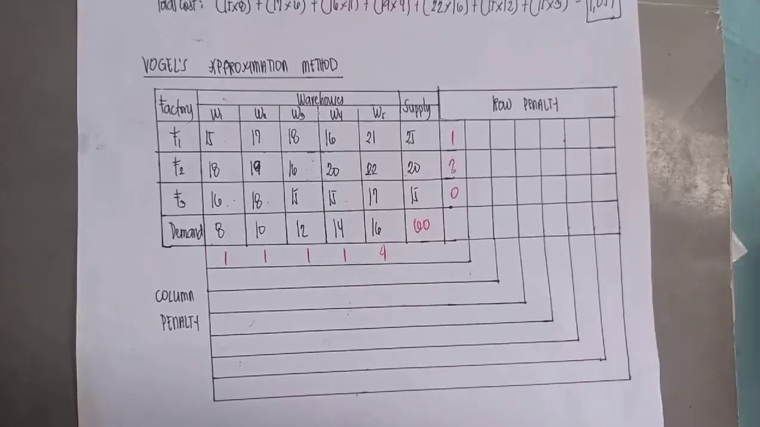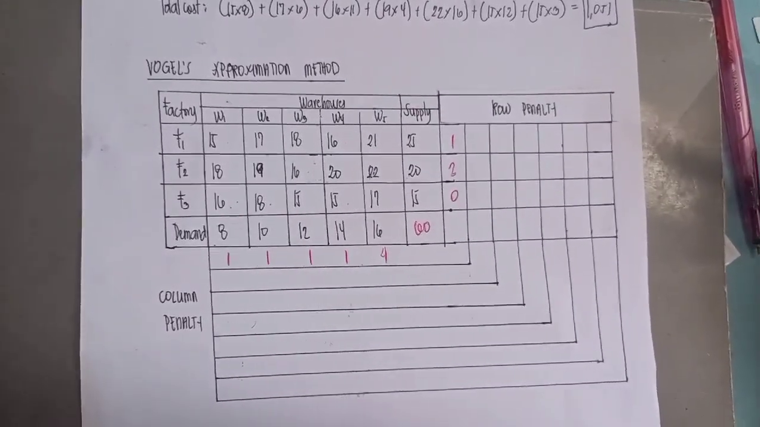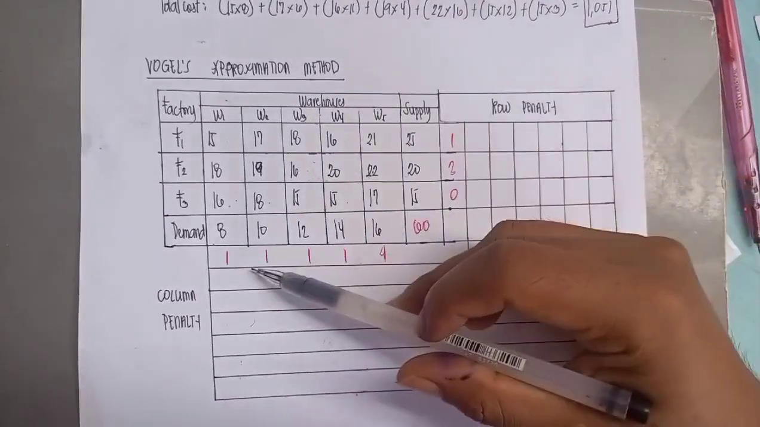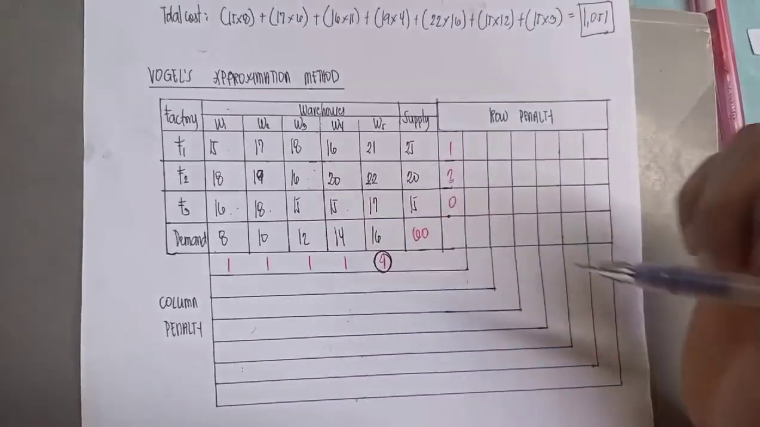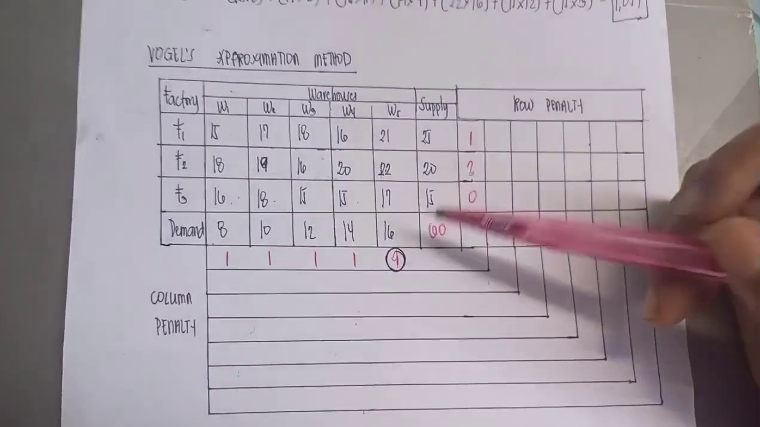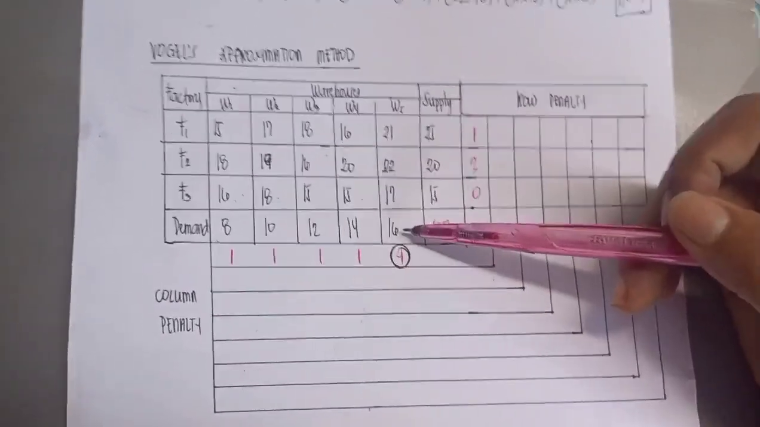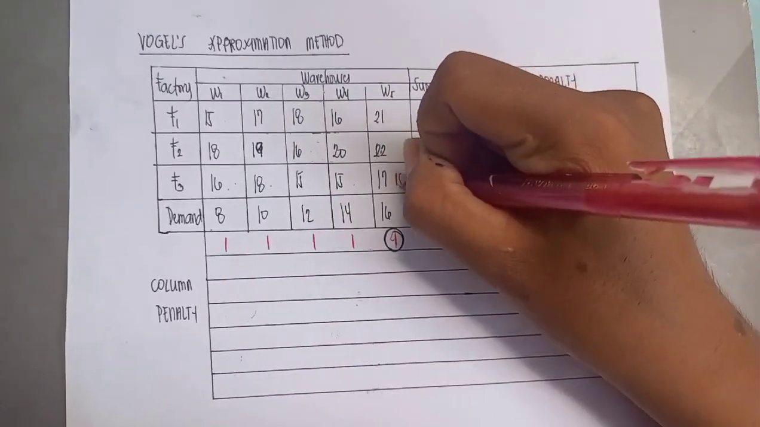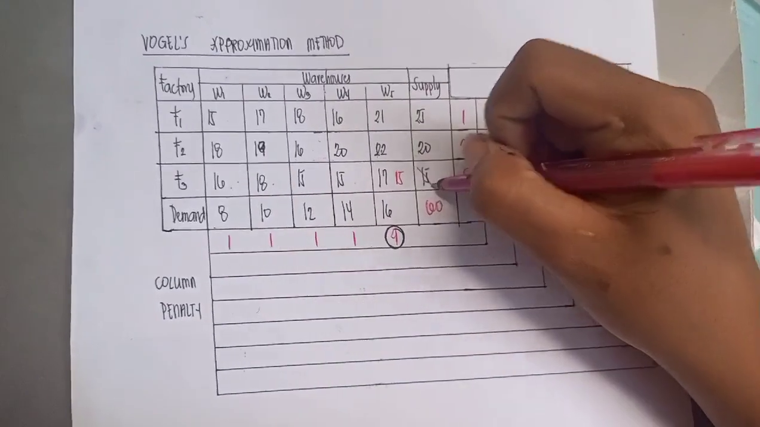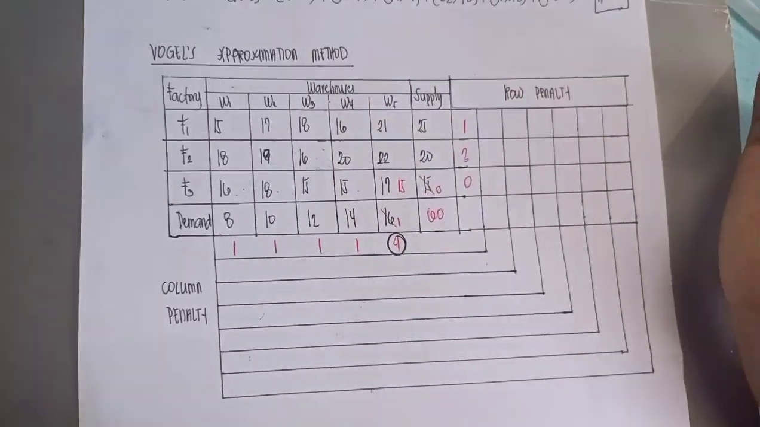Next, select the row or column with the maximum penalty, and then find the cell that has the least cost in the selected row or column. Here, W4 has a maximum column penalty. Then the cell that has the least cost in this column is 17. So we will allocate 15 from the supply to this cell, so it would be fully saturated and the demand remains 1. We will strike out this satisfied row.